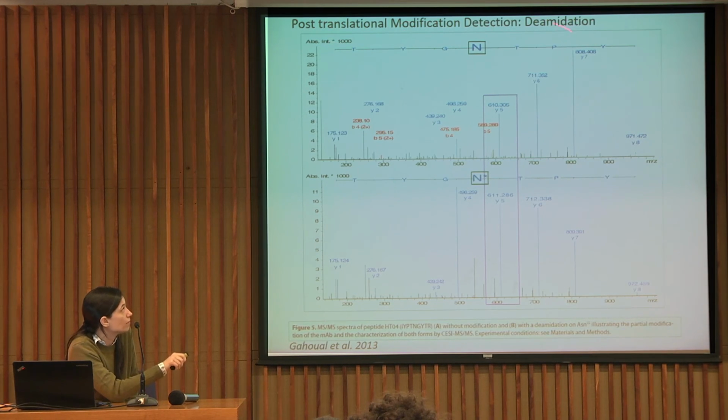So this is an example of a deamidation for a certain peptide, and if we compare the innovator with a biosimilar, we can see that the series are the same at the beginning, 175, 276, 439, but then as from this Y5, we have this is 600, 610, 611, so there's a 1 m/z difference in between the two that corresponds to the deamidation of the asparagine.